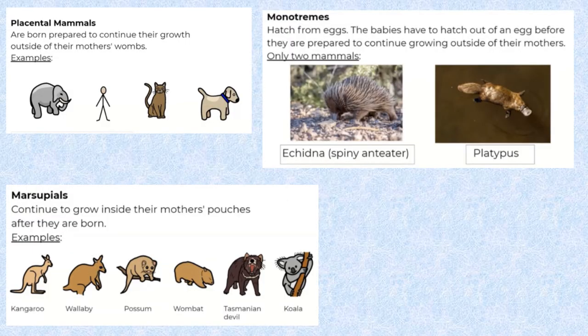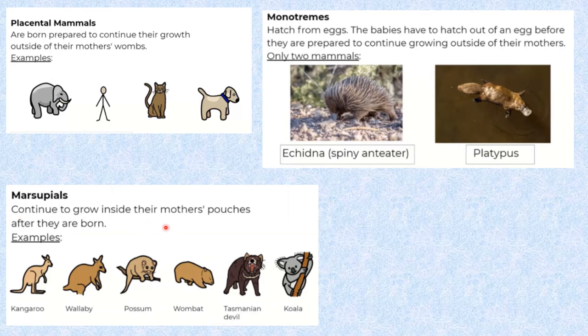So here they all are. Most of the mammals, as I say, that you know will be placental mammals, and these are born prepared to continue their growth outside their mother's wombs. Elephants, humans, cats, dogs, most of the mammals you can think of.